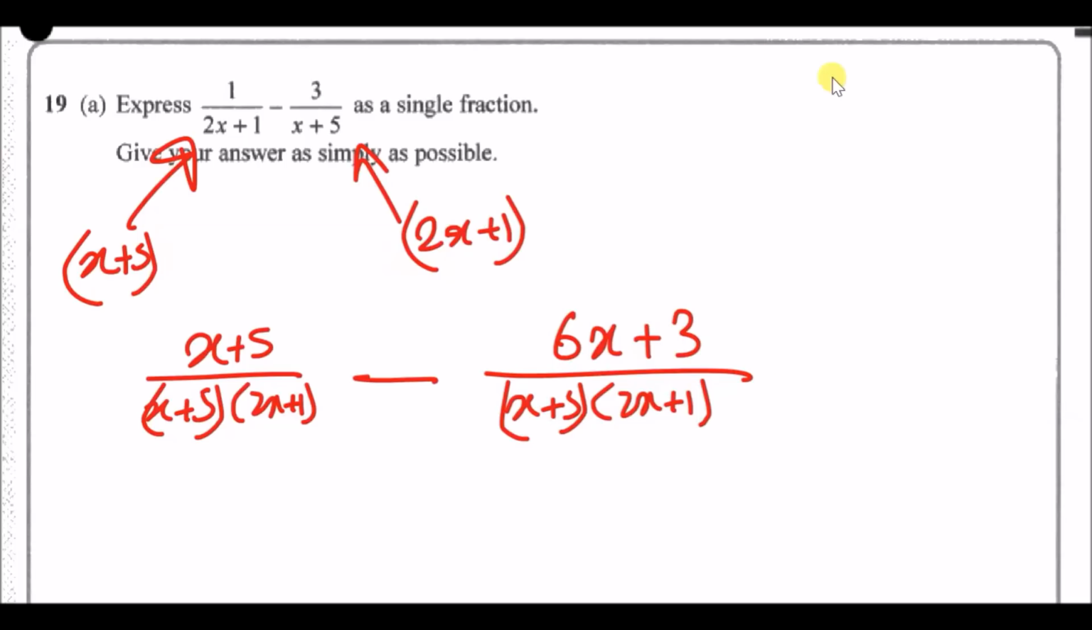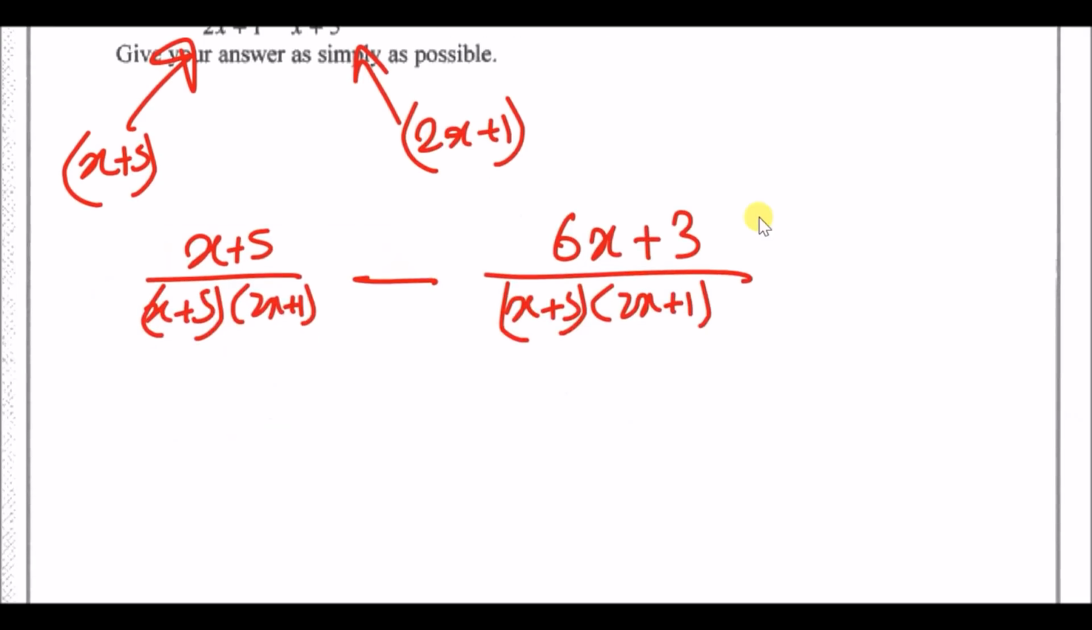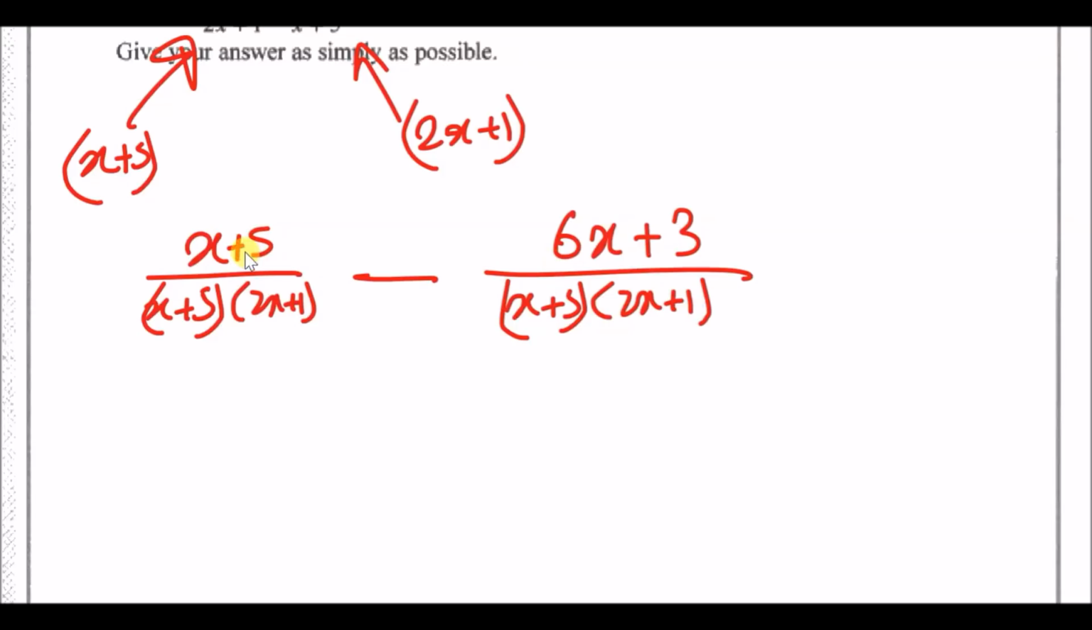Okay, now we're almost done here. So now we just combine it. Now, because you're subtracting, you just literally subtract terms. So it'll be x take away 6x, which is minus 5x. And 5 take away 3 is 2. So it'll be minus 5x plus 2. But I'm going to put 2 in front because it looks better that way. And all of this over x plus 5 and 2x plus 1.